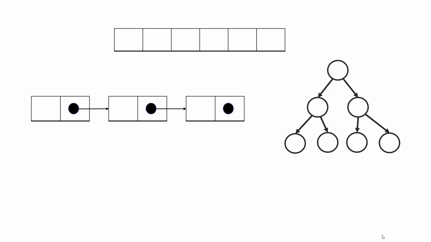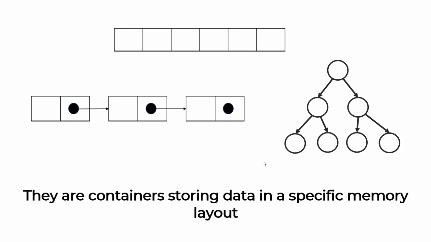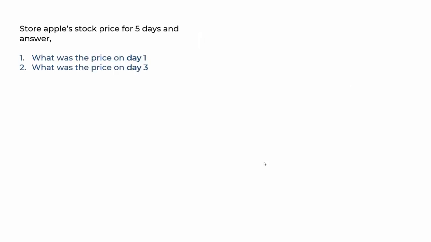Here I have a visual representation of certain data structures. At the top I have an array, this one is a linked list, and there is a tree. These data structures are nothing but containers for storing data in a specific memory layout. For example, you want to represent Apple's stock price for 5 days, and you want to ask your program questions such as what was my price on day 1 and what was my price on day 3. So here you only care about sequence. You're caring about day 1 versus day 2 versus day 3.